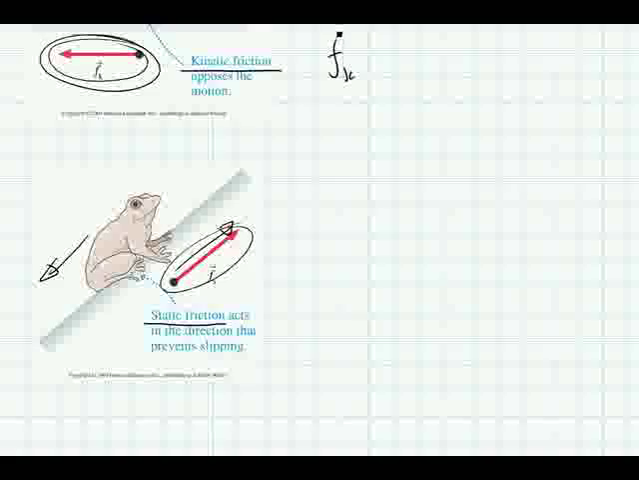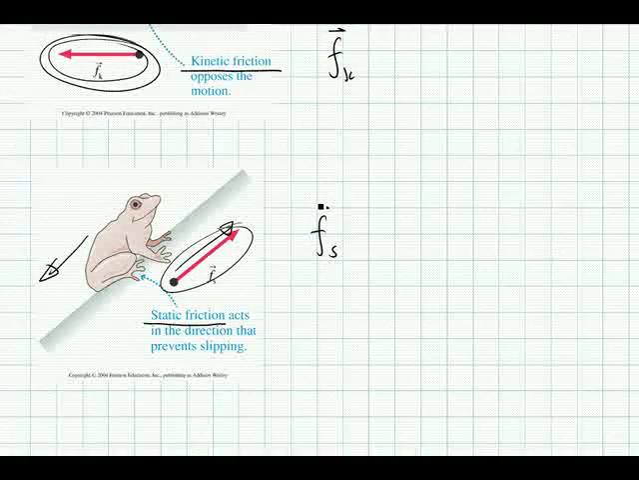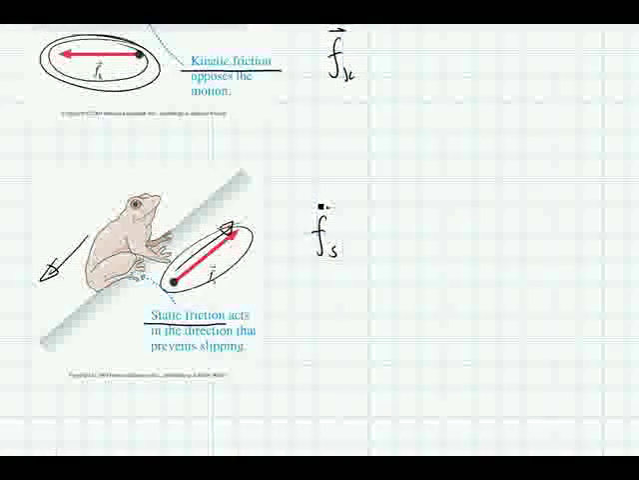Kinetic friction is shown in this book using a little f with a k subscript, and static friction is shown with f subscript s.